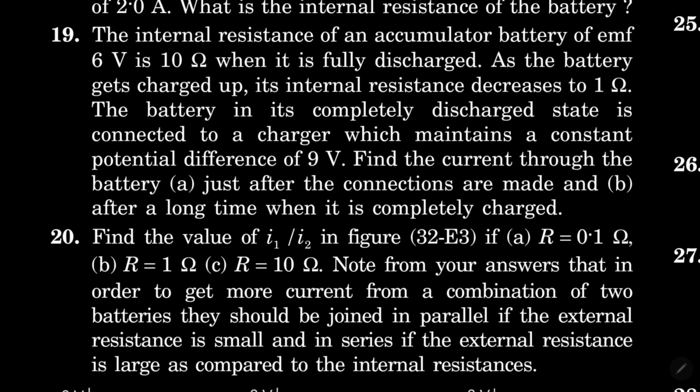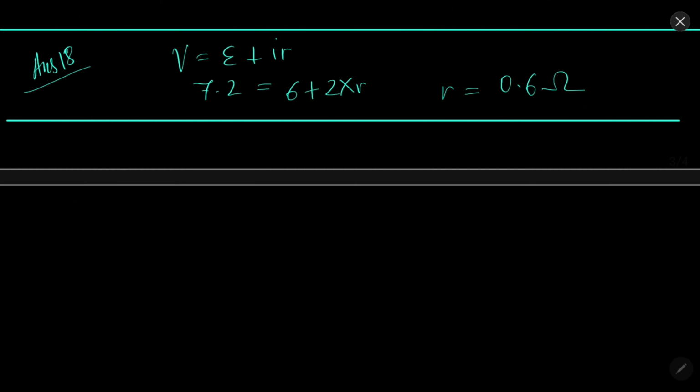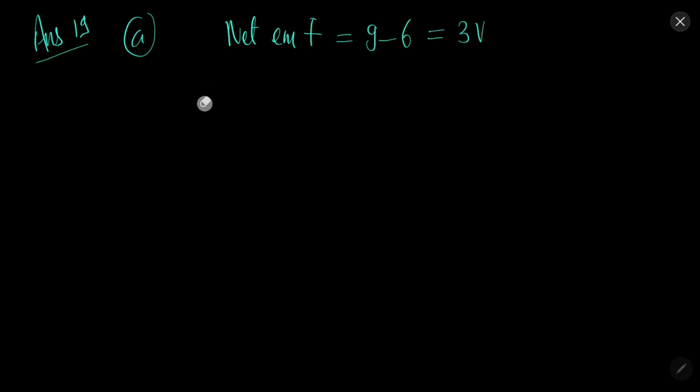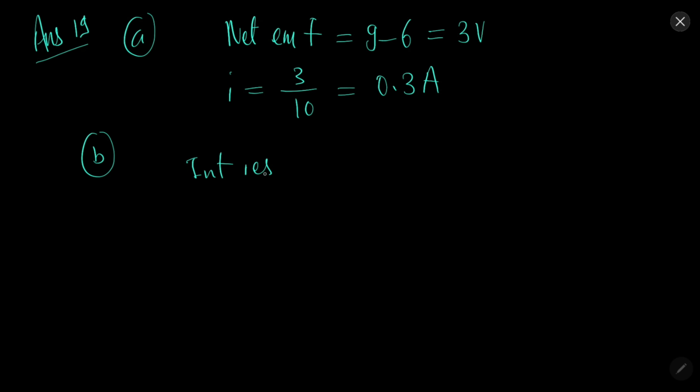In question 19, we need to find the current through the battery. Solution 19, part A. So in this case, net EMF while charging will be 9 − 6, that is 3 volt. So current will be 3 by 10, 0.3 ampere. And in the second situation, when completely charged, internal resistance will be 1 ohm. So current will be 3 by 1, that is 3 ampere.